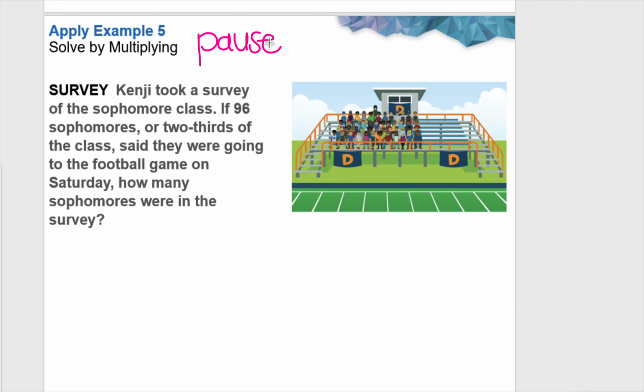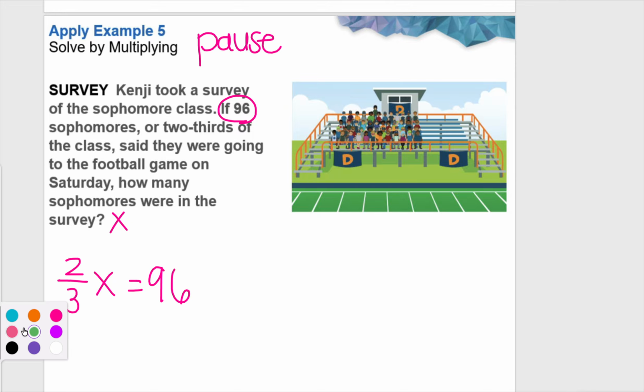Kenji took a survey of the sophomore class. If 96 sophomores, or 2/3 of the class, said they're going to the football game on Saturday, how many sophomores were in the survey? So we don't know the total amount of sophomores, so let's give that maybe the letter X. But we know that 2/3 of the class said they were going, and that would be 96. So this entire problem is equal to 96 sophomores going, but we surveyed and said that 2/3 of the sophomores would go to the game, okay? So the first step is deciding what does our equation look like, and it needs to be 2/3 times the number of sophomores is equal to 96.